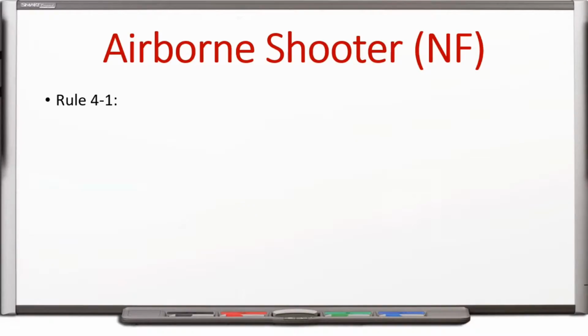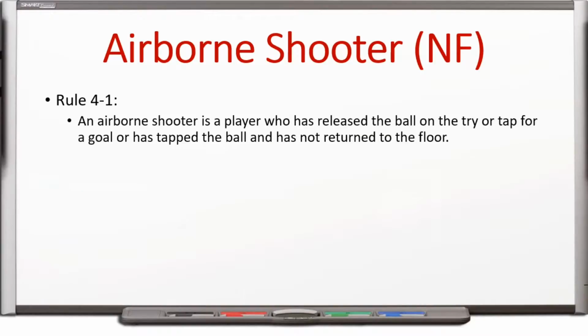Let's get into the very first definition in the rule book, and that is airborne shooter. Airborne shooter is Rule 4-1 in any of the rule books that I referenced, the National Federation and NCAA Rulebook. So Rule 4-1 says, an airborne shooter is a player who has released the ball on a try or tap for goal, or has tapped the ball and has not returned to the floor.